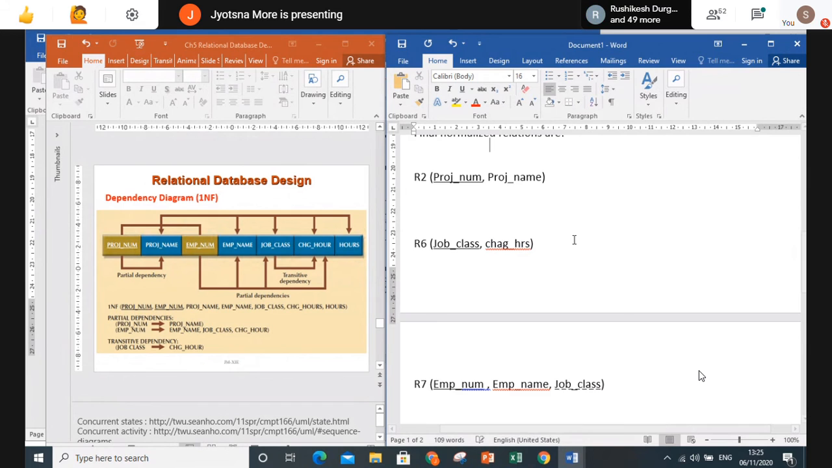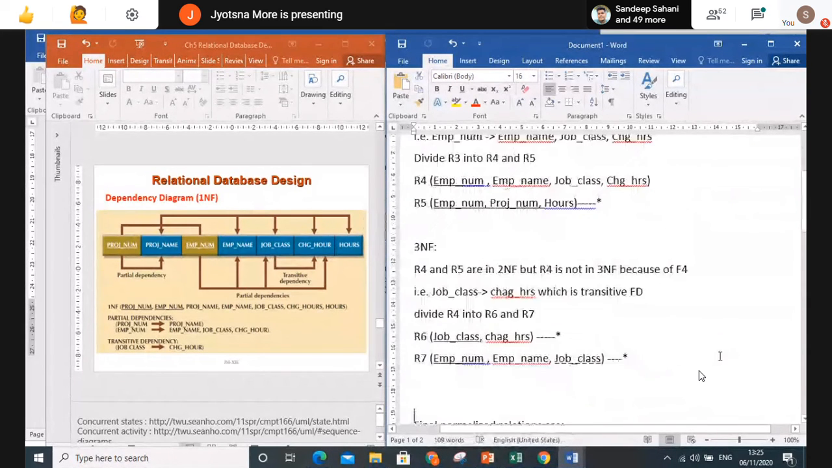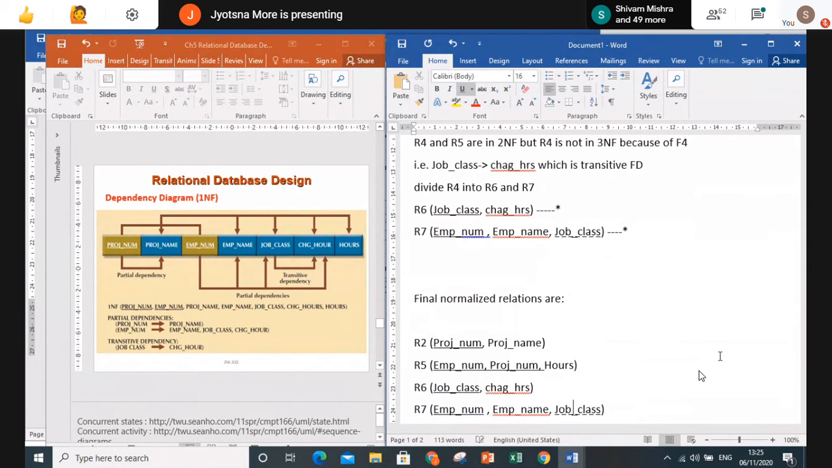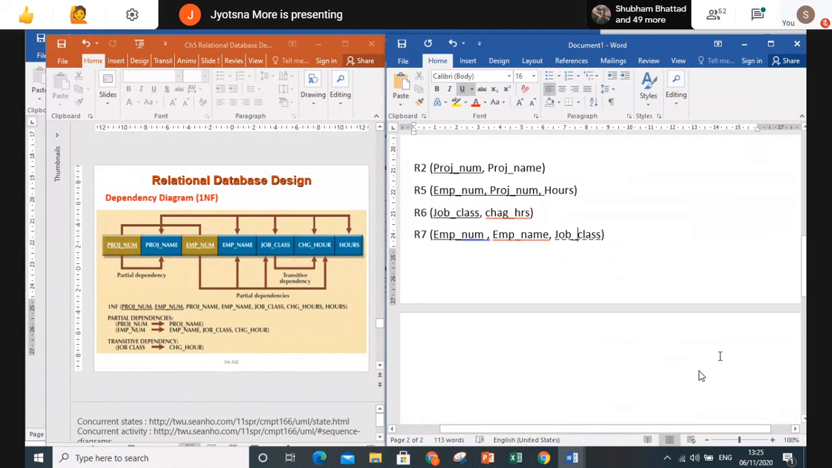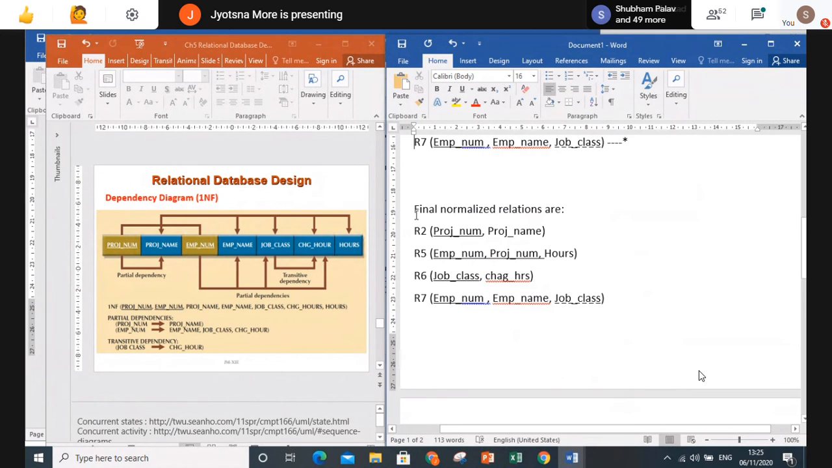Okay. Then I have one more, right? Here, R5. So these are my relations which are not having repeating groups, which are not having partial functional dependency, and which are not having transitivity relation or transitivity dependency. All are removed from this relation. So I can say these are normalized relations. So this is my final answer.